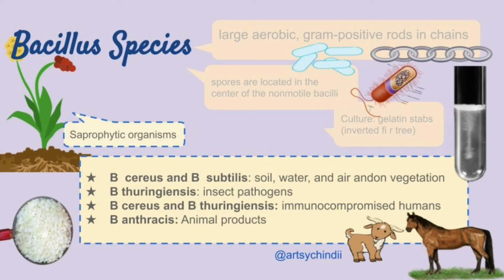Examples of these are Bacillus cereus and Bacillus subtilis. Bacillus thuringiensis is seen in insect pathogens. Both Bacillus cereus and thuringiensis may occasionally produce diseases in immunocompromised humans. Bacillus anthracis can be seen in animal products, usually from herbivores.